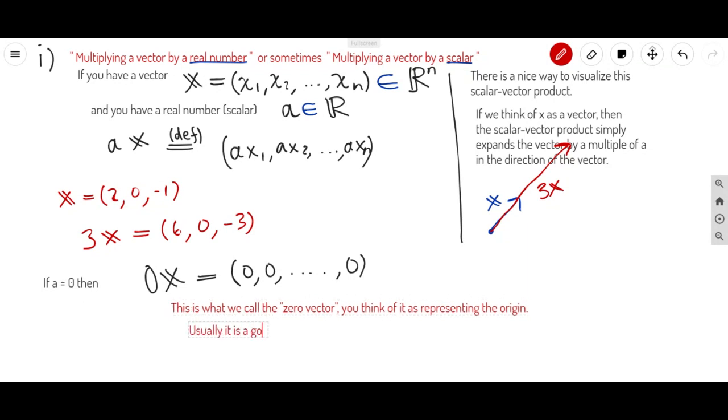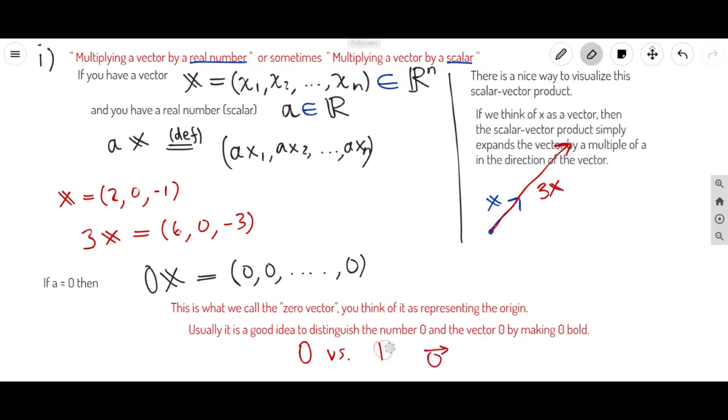And usually it is a good idea to distinguish the number 0 and the vector 0 by making 0 bold. So it's basically the difference between writing 0 as a number versus writing something like that, 0 as a vector. I know some people put an arrow on top. I just think that this is a little bit more aesthetically pleasing. It's up to you how you want to write it, but it's a good idea that you distinguish them somehow, because sometimes people make a mistake. If you're solving a problem that involves the 0 vector, then you really need to understand that you're supposed to have an entire coordinate of zeros all the way across.